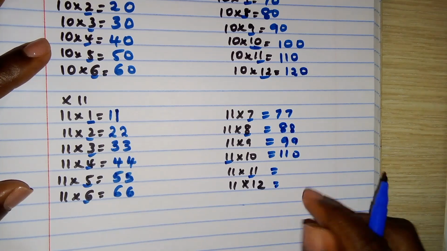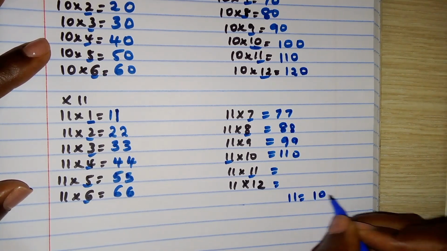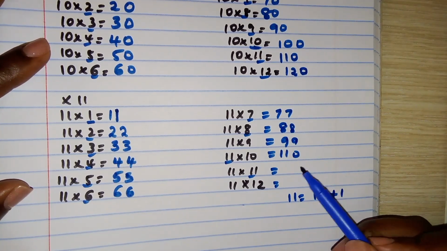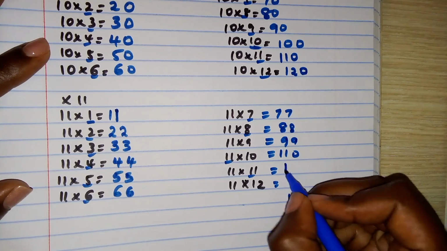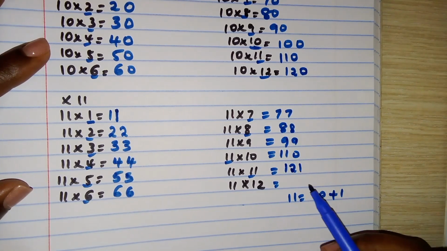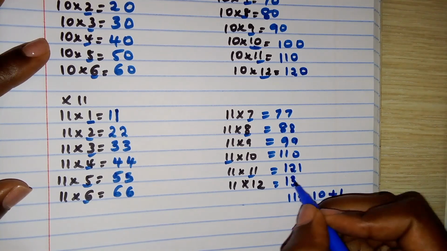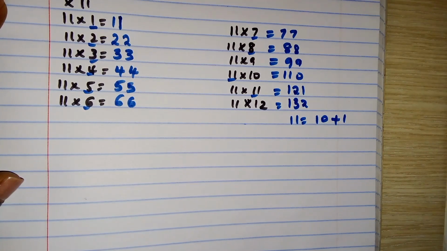So the next two numbers we can add 11, and adding 11 is the same as 10 plus 1. So 110 plus 10 is 120, 120 plus 1 is 121. 121 plus 10 is 131, plus 1 is 132. So that's a very easy times table.